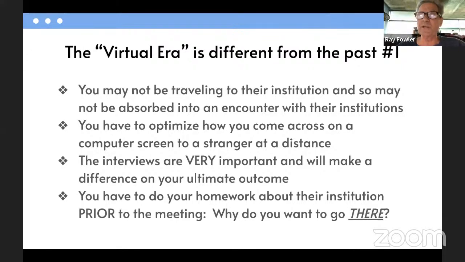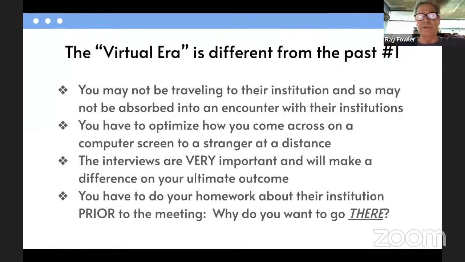You may not be traveling to their institution, and so you may not be absorbed into an encounter with their institutions. You have to optimize then how you come across on a computer screen to a stranger at a distance.